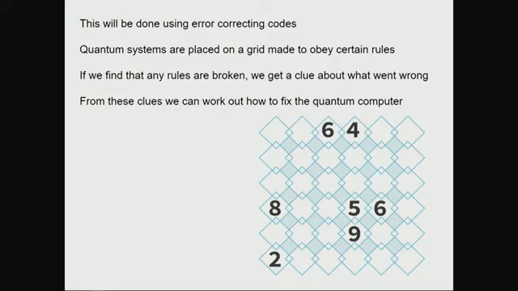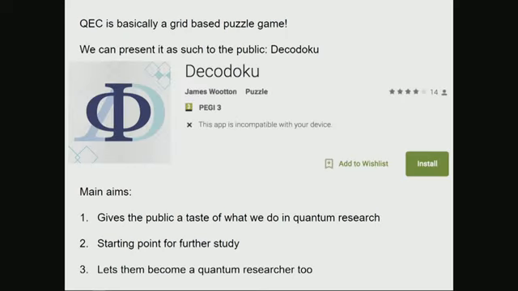Because you place it out on a grid, you get these clues on a grid, and they take the form of numbers. So basically, quantum error correction is a grid-based puzzle game where you have some numbers on a grid and you have to solve a puzzle in order to work out how best to deal with your quantum errors. Because it's basically a puzzle game, we made it as a game and offered it on various platforms, including iOS and Android. It's called Decodoku, because the scientific problem behind solving these puzzles is called decoding, and it's a puzzle game like Sudoku, so we call it Decodoku.